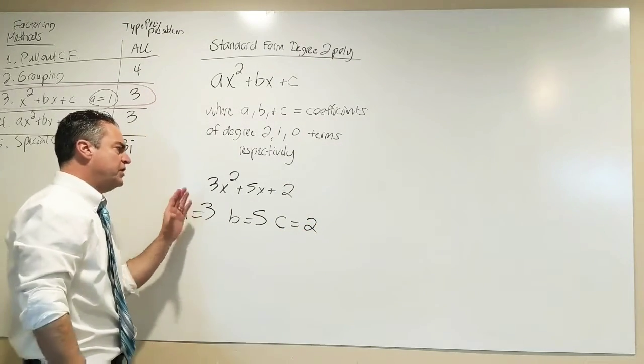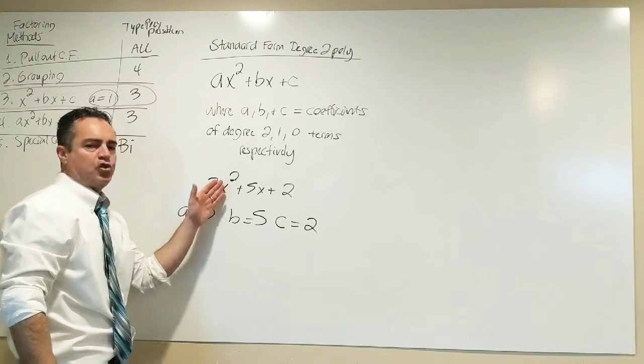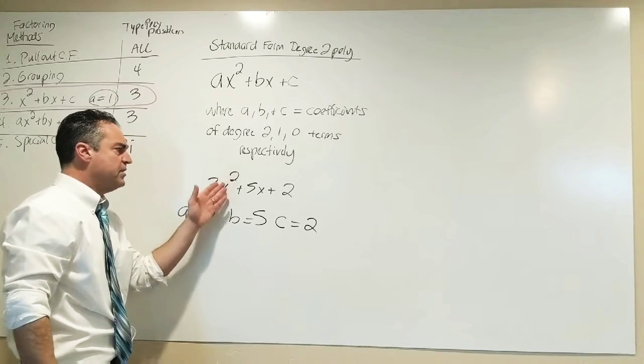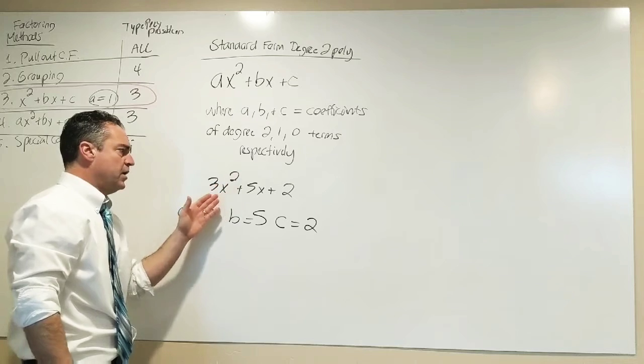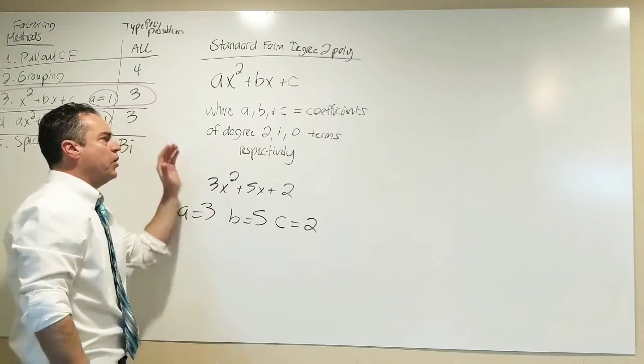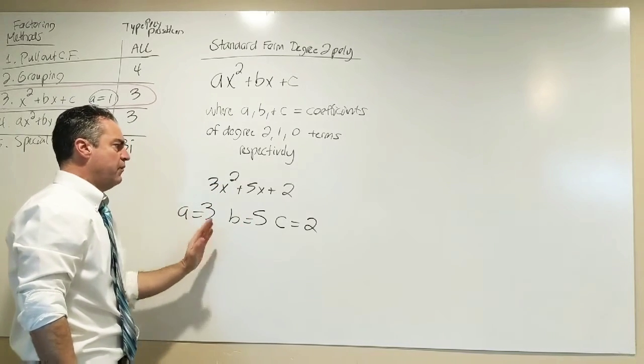So I want you all to see this. Notice that Nicole did not say that A equaled 3x squared. The x squared is the variable and its degree. A, B, and C are the coefficients. They're the big numbers of the degree 2 term.